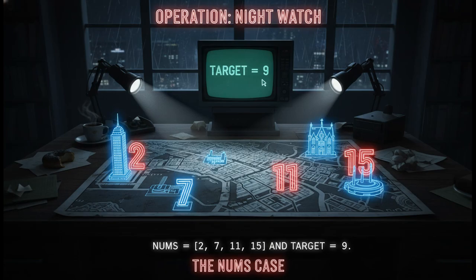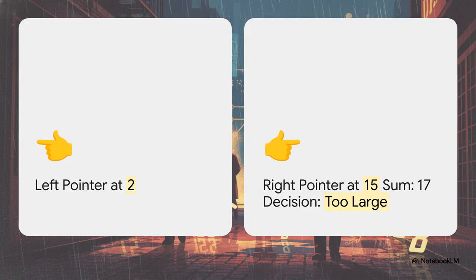Okay, let's put this to the test with some actual numbers. Our array is 2, 7, 11, 15, and the target we need to hit is 9. Time to deploy the pointers and see this deduction in action. Okay, first move. Our left pointer's at the start on the number 2. The right pointer is at the end on 15. We add them up. 2 plus 15 is 17. Our target is 9, so 17 is obviously too large.